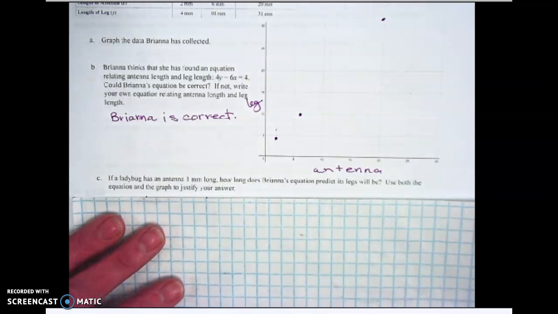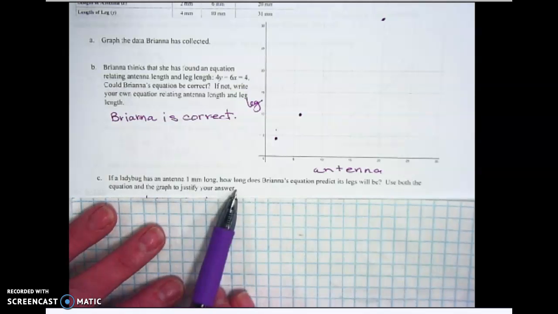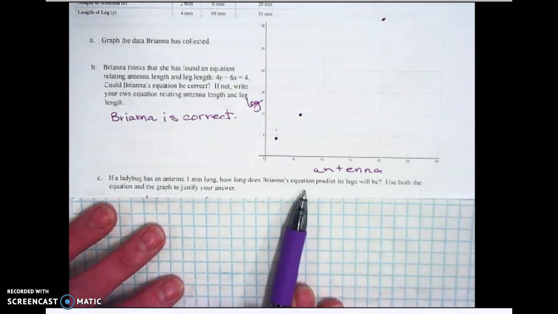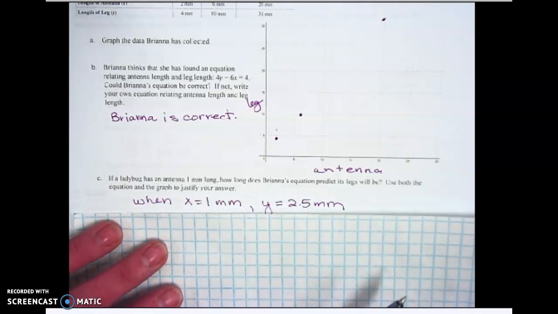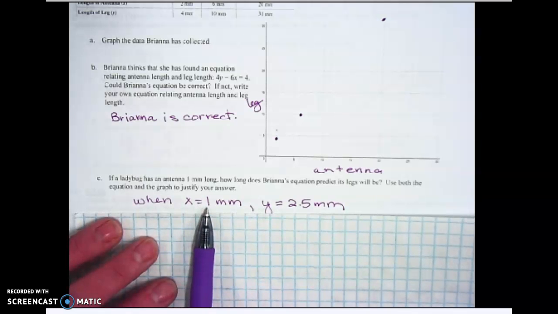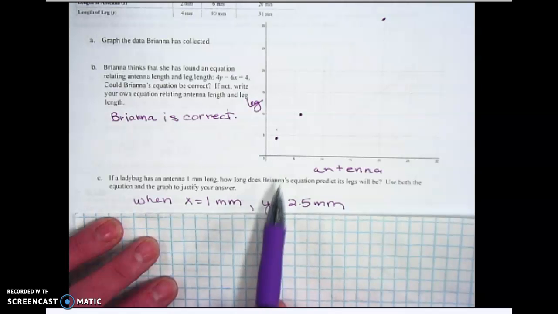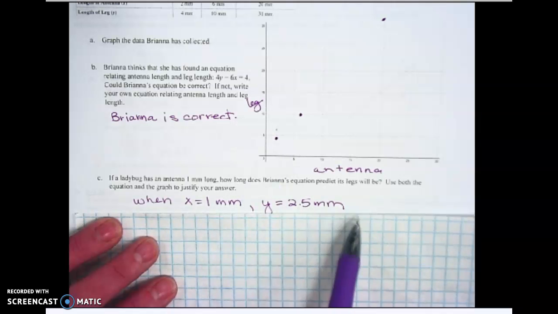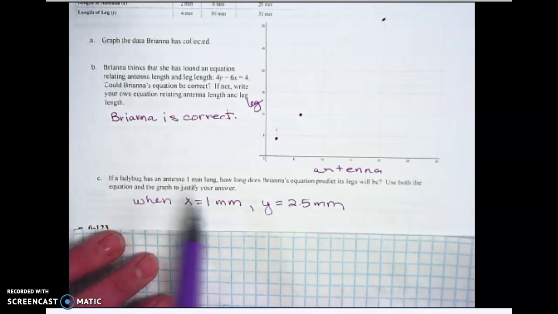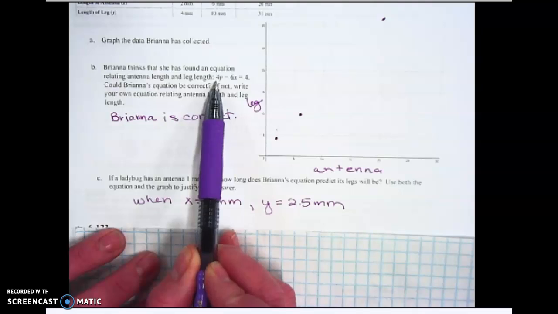So it's good. Okay, part C, if a ladybug has an antenna that is 1 millimeter long, how long does Brianna's equation predict its legs will be? Use both the equation and the graph to justify your answer. So if you were to put in a 1, about right here, you could see that it would be about right here, right? So at about 2.5 millimeters. Or you could take the 1, plug it in for X, and see what you get for Y.